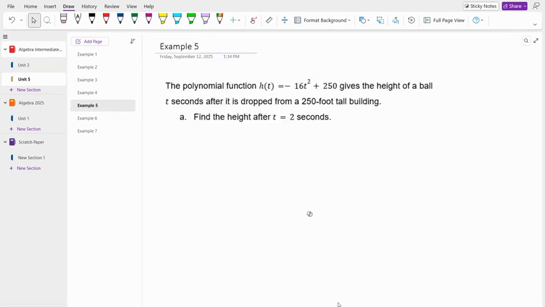All right, guys, in this video, we're going to be looking at, again, some substitution, but this time with a word problem. It says the polynomial function h of t equals negative 16 t squared plus 250 gives the height of a ball t seconds after it is dropped from a 250-foot tall building. And so it says find the height after t equals 2 seconds. So pretty straightforward. I know it's a word problem, but we can translate this as the substitution.